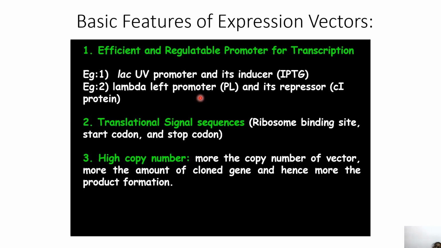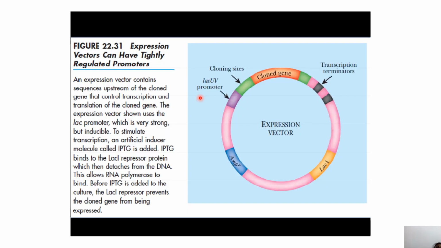Now, the basic features of expression vectors: it should have an effective and regulatable promoter for transcription. It should have translational signal sequences like ribosome binding sites, start codon, etc. And high copy number. So, the more the copy number of the vector, the more the amount of cloned gene, and hence more product formation. As expression vectors contain sequences upstream of the cloned gene that control transcription and translation of the cloned gene, the expression vector shown uses the lac promoter, which is very strong but inducible.